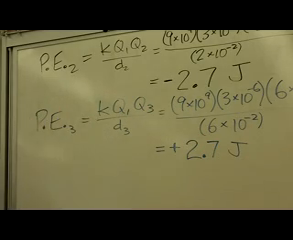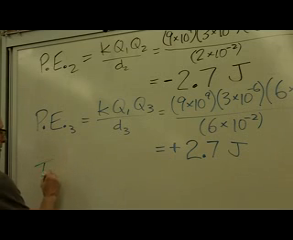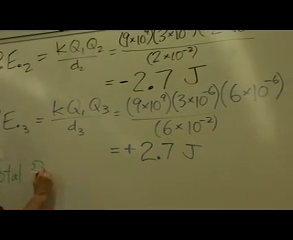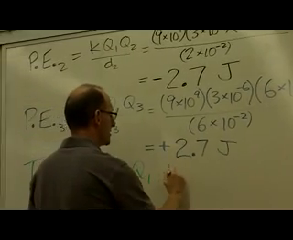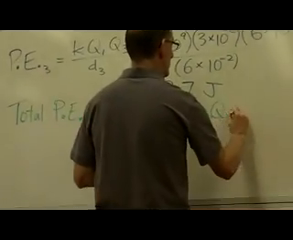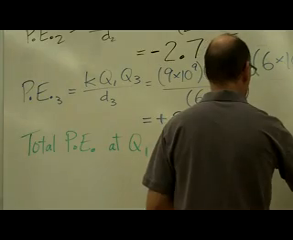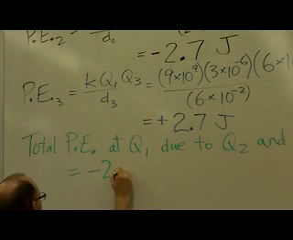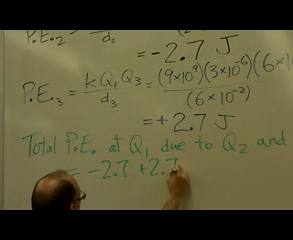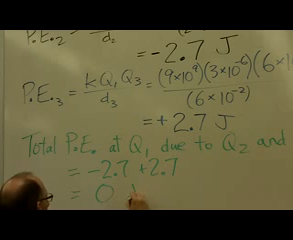What's the total potential energy then that they give to Q1? So the total potential energy at Q1 due to Q2 and Q3 is just add them right up. Minus 2.7 plus 2.7, which equals 0 joules. So it didn't, in the end, get anything from it.